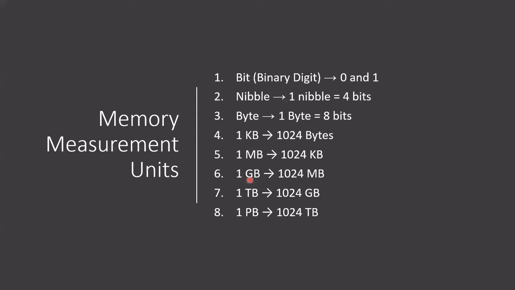Next are the ones familiar to us. 1 kilobyte is equal to 1024 bytes, and 1 megabyte is equal to 1024 kilobytes. 1 gigabyte, or 1 gig, is equal to 1024 megabytes. 1 terabyte is equal to 1024 gigabytes. 1 petabyte is equal to 1024 terabytes.